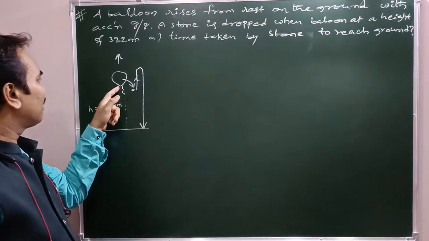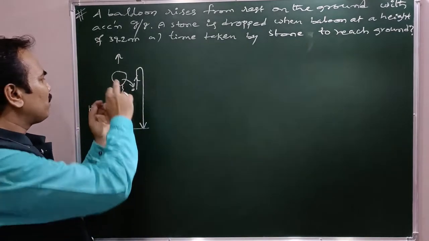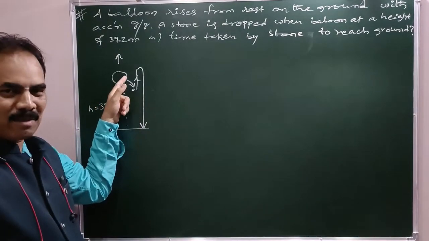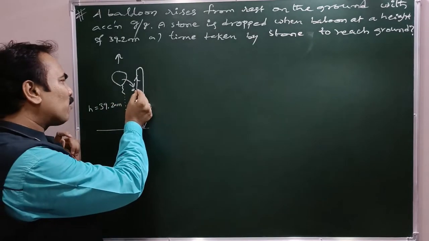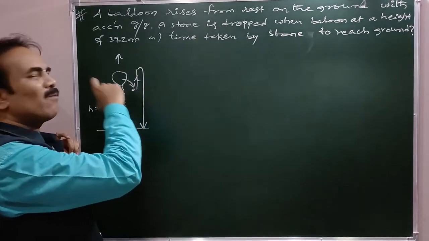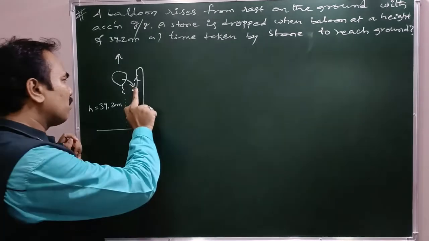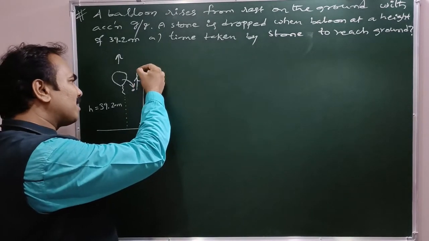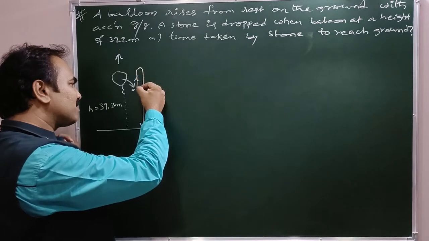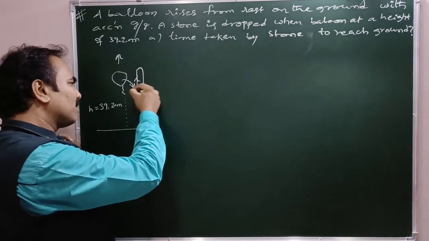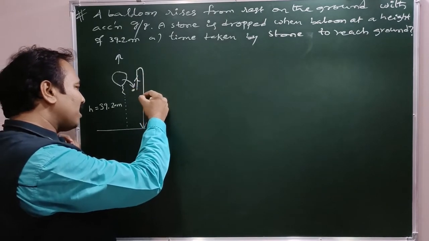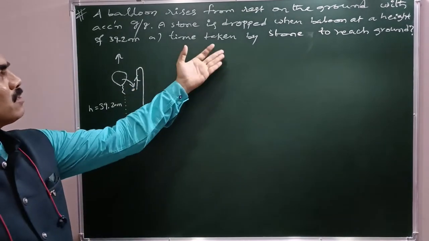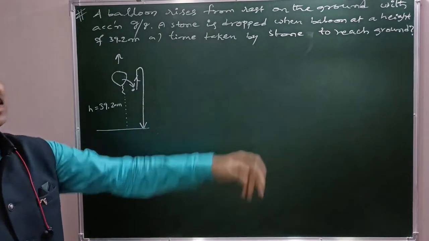But this is the balloon, and from this balloon one stone was dropped. As it acquires some initial velocity from the rising balloon, it is equivalent to a body projected vertically upwards from a tower. Same case. So it goes up, reaches the highest point, and again retraces, still crosses the level of projection and reaches the ground line. Now the question is the time taken by the stone to reach the ground.